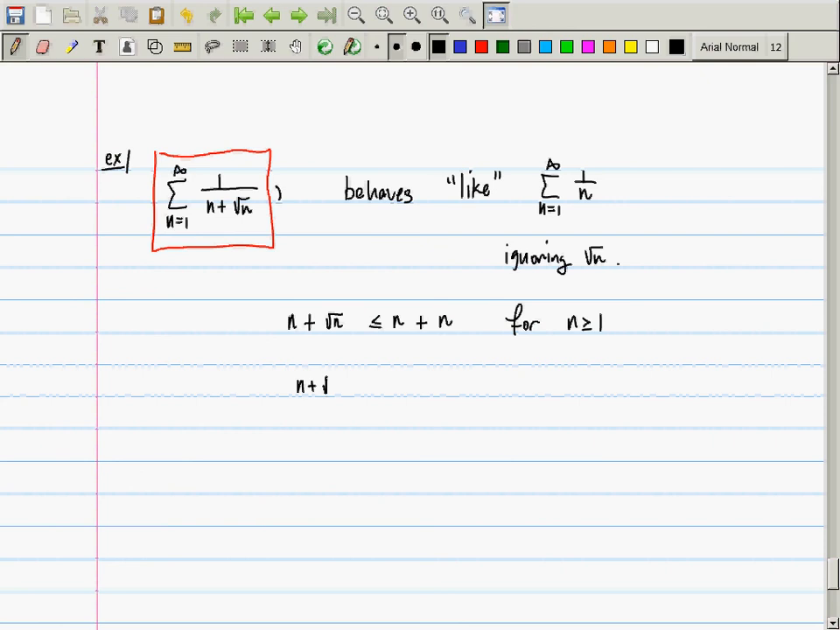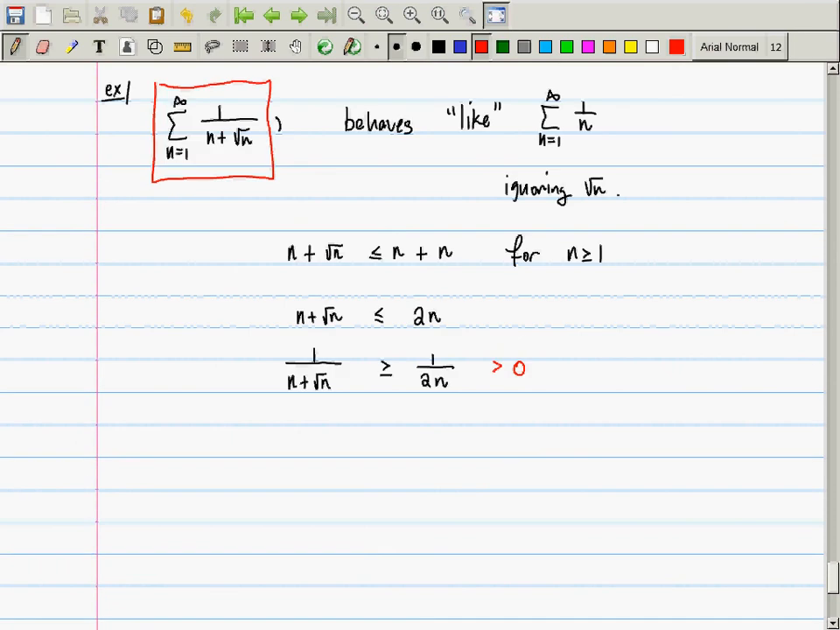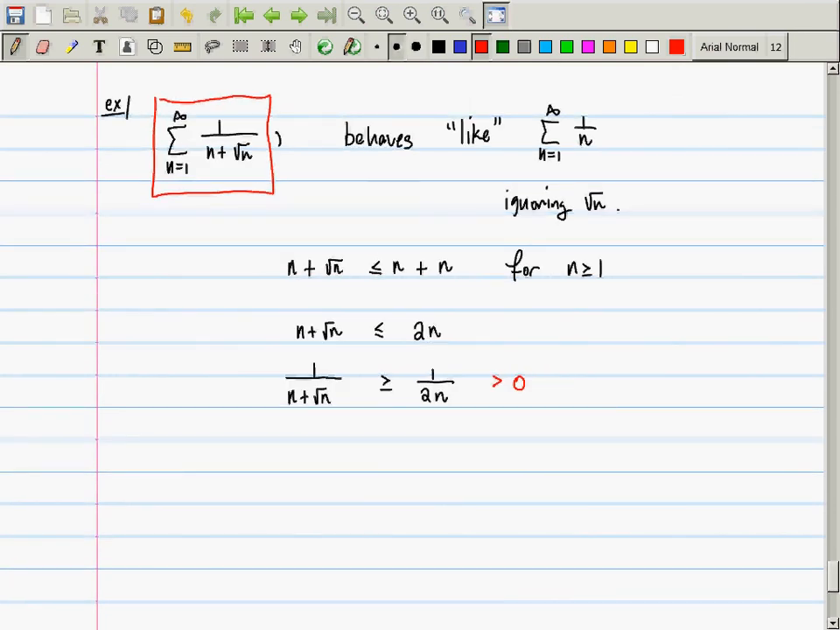So this is saying n plus the square root of n is less than or equal to 2n. Now I can compute the reciprocals of both sides. What happens to the direction of the inequality when you take reciprocals? It reverses. So 1 over n plus the square root of n is greater than or equal to 1 over 2n. And notice that both of these are positive. So if I could show that the series of the green box diverges, then the series of the original thing must also diverge.